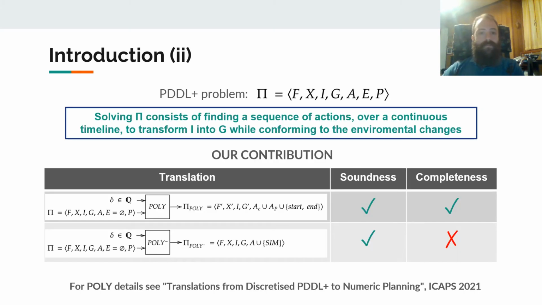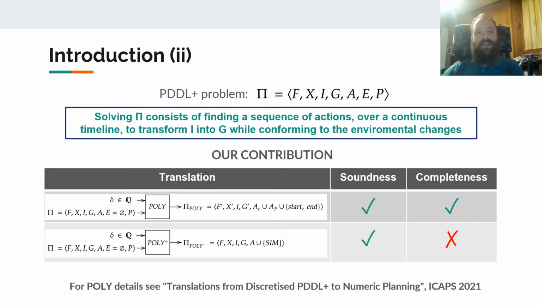A PDDL Plus task pi is a tuple in which f and x are the sets of propositional and numeric variables. I and g are the initial and goal state. A is the set of actions, and finally E and P are the sets of events and processes, and they are the PDDL Plus part of the task.